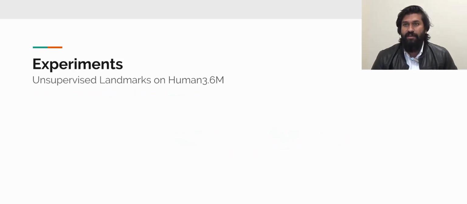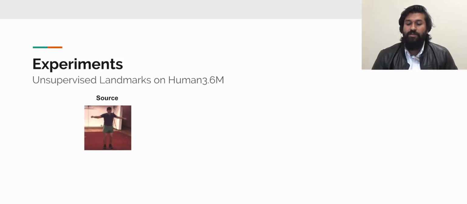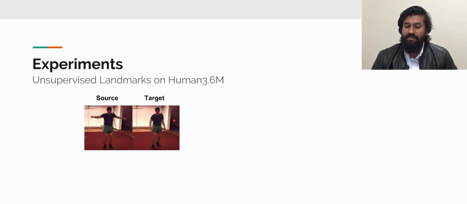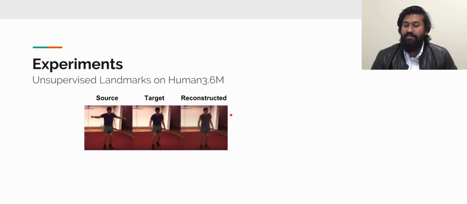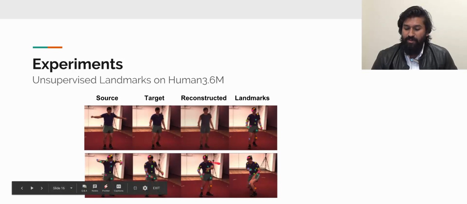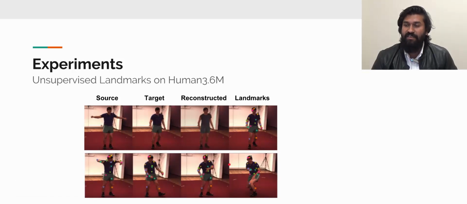And they have conducted some pose experiments on the Human 3.6 million dataset as well. Basically they are passing a source image, like we have discussed previously, and a target image where the pose is significantly different, and the network was able to reconstruct the image as well as detect some visually significant landmarks. And here are some more examples, where the network was able to detect landmarks in different poses and different orientations as well.